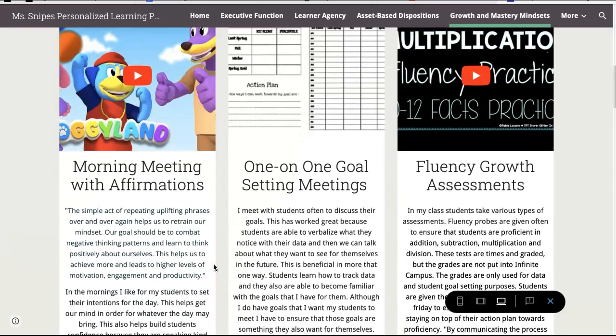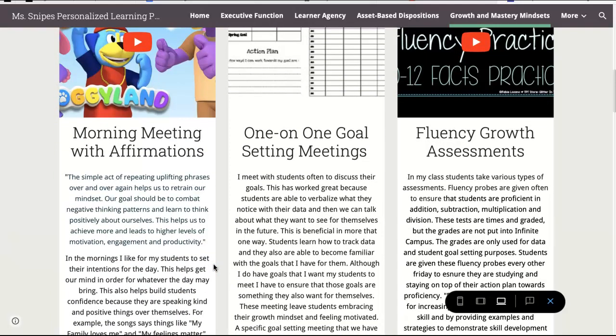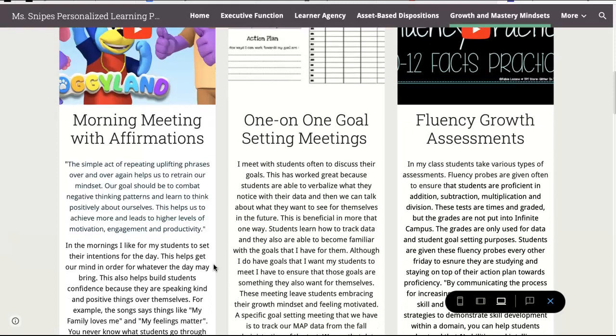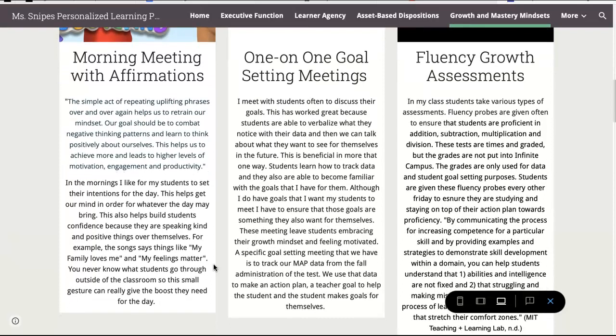We do affirmations within our morning meetings. I like for students to set their intentions for the day, and this helps get their minds in order for whatever the day may bring. This also helps with student confidence because they are speaking kind and positive things over themselves.